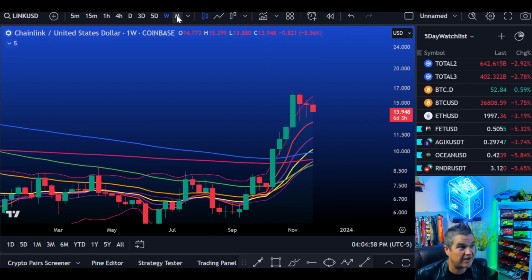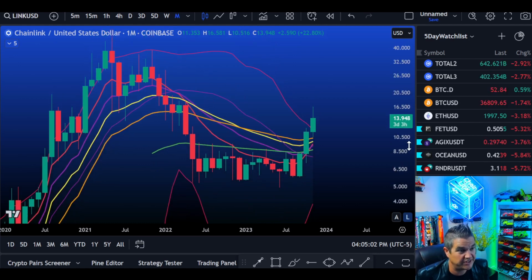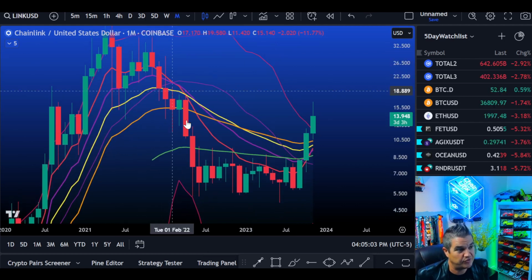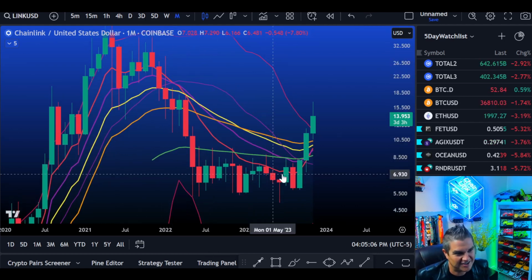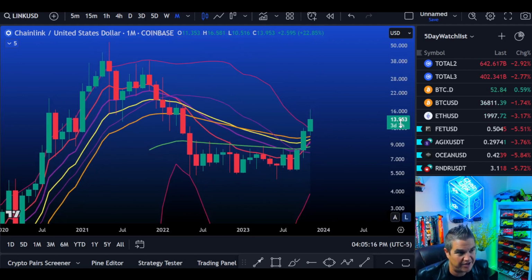So let's move out to the biggest scale, the monthly. Look at this explosive move for Chainlink. Nice move to the downside, nice consolidation, building our base back up for the new move. 1, 2, 3 green months in a row, pressing outside the monthly Bollinger Band. Good sign, right, of things to come.